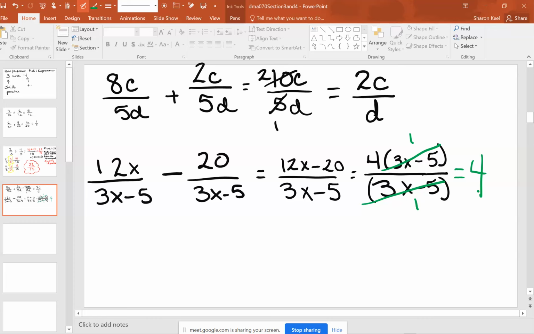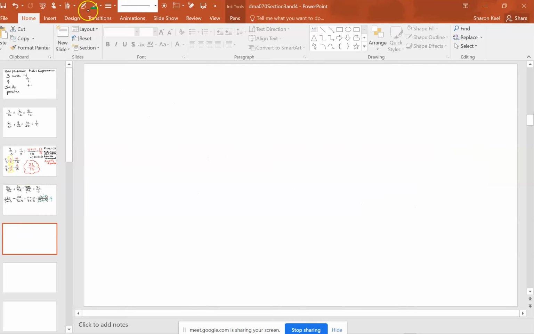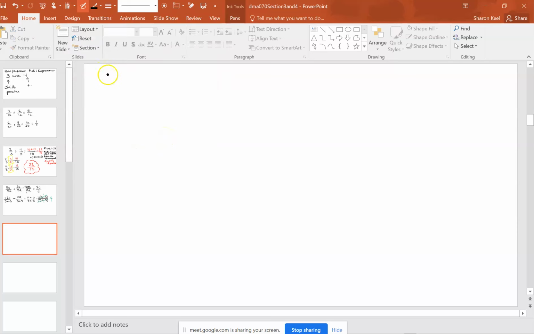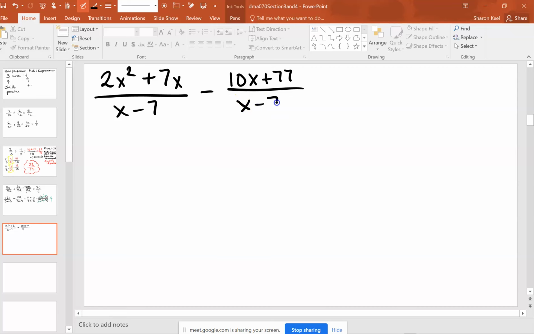So at the beginning of section 3, you are going to work problems where you will have the same denominator and you'll be combining the numerators. Okay, let's do 2 more of these. Turn over to page 720 and let's look at these 2 problems. We have 2x squared plus 7x over x minus 7, minus 10x plus 77 over x minus 7. Both denominators are the same, so I can just bring that down.